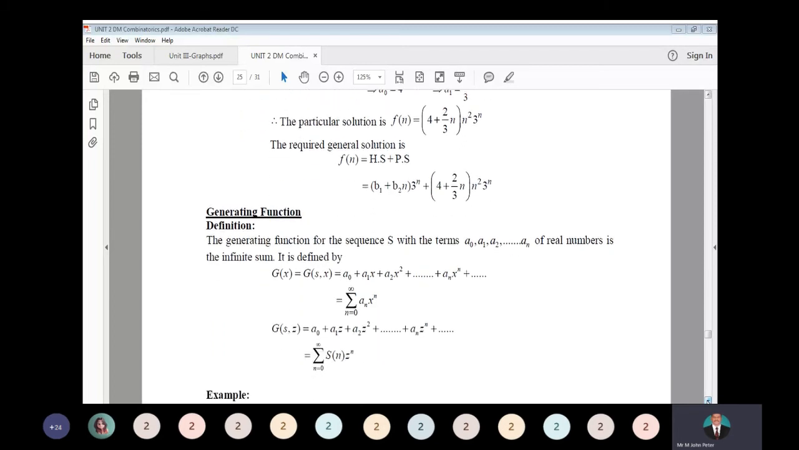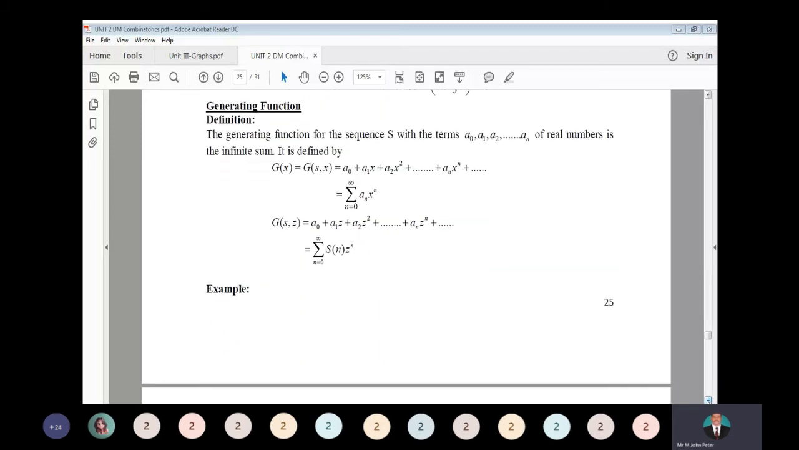Generating function: the generating function for the sequence S with the terms A0, A1, A2, A3 and so on, An of real numbers, is the infinite sum. It is defined by g(S, x) = A0 + A1 x + A2 x² + and so on, An x^n. So as a generating function, summation n = 0 to infinity An x^n. In the form of z, g(S, z) is the summation n = 0 to infinity S(n) z^n, where S(n) is that sequence A0, A1, A2, A3.